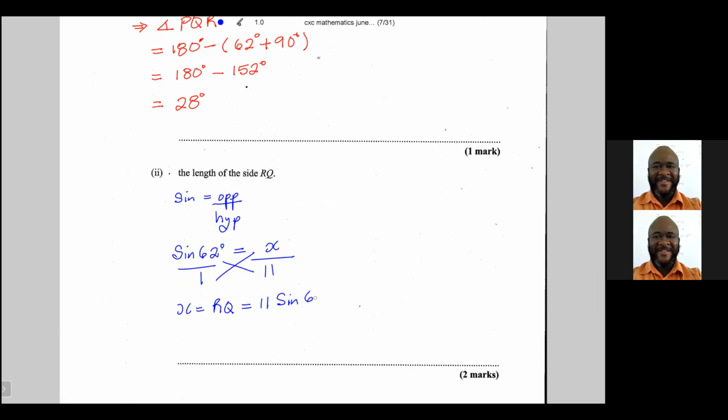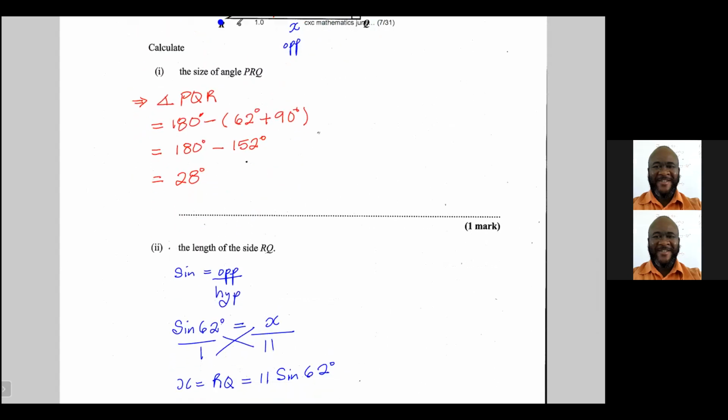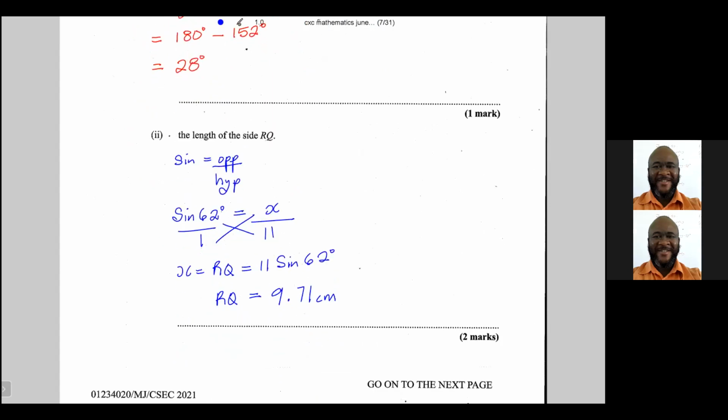62 degrees. So RQ is equal to 11 sine 62 degrees. All right, hoping my calculator is on the correct setting. And this is 9.71. And let's double check the units. The unit is centimeters. All right, so let's see what's next.